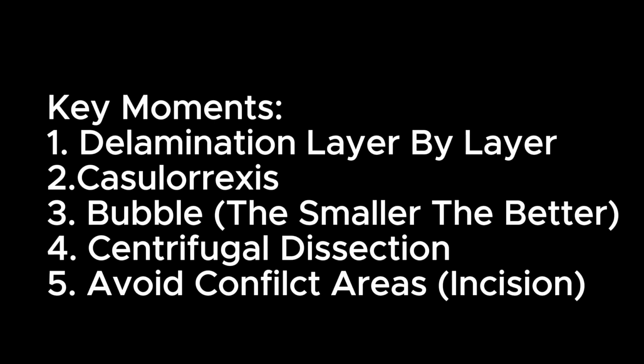Key moments in this surgery are: first, performing a cornea delamination enough to see details of the anterior chamber and to get rid of the cornea scar without risking the anterior chamber integrity. Second, perform a continuous central capsulorhexis. Third, achieve Descemet's membrane layer with a small bubble. Fourth, dissect from center to periphery. Fifth, avoid conflict areas.